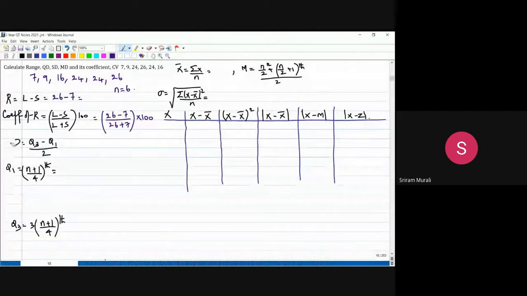Next, your QD. What is the formula for QD? The formula for QD is Q3 minus Q1 divided by 2.